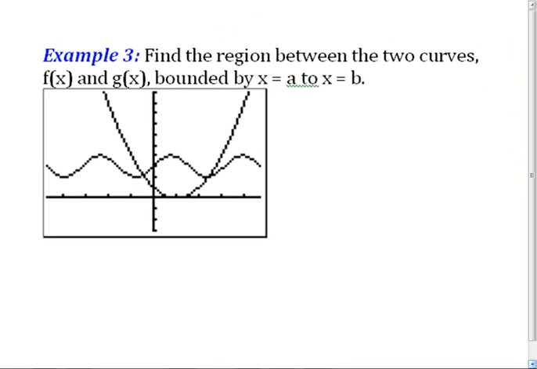Okay, so I want to make this bigger, maybe. And I want this region that is trapped between f of x and g of x, and I better label which one's which. It doesn't matter. We'll make this little one that looks like a sine curve, f of x, and this other one that looks like a parabola, g of x, and it's from x equals a to x equals b.